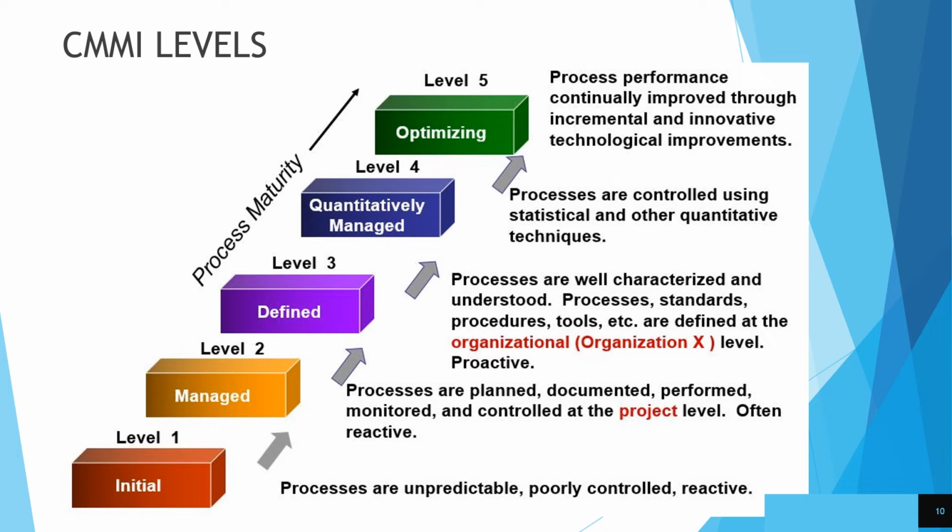Level 4, quantitatively managed. This stage is more measured and controlled. The organization is working off quantitative data to determine predictable processes that align with the stakeholder needs. The business is ahead of risk with more data-driven insights into process deficiencies. And then comes level 5, that is optimizing.